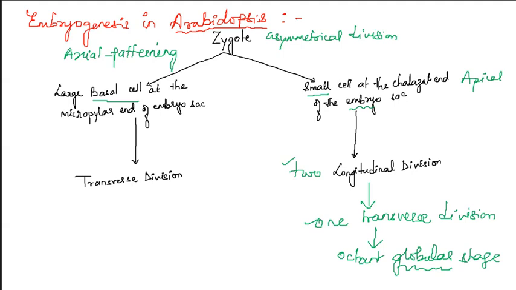The larger basal cell has a very big vacuole. Okay, this larger basal cell is located to which end? It is located to the micropylar end. Here there is no longitudinal division. All divisions are transverse or horizontal divisions. Okay, now this will give rise to what? This will give rise to suspensor cell.